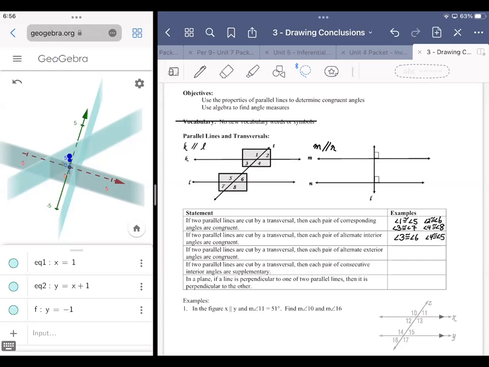So alternate exterior angles, we've got outside the lines, but on opposite sides of the transversal, those will be congruent also. So angle one would be congruent, poor quality congruent, to angle eight. Angle two would be congruent to angle seven. If two parallel lines are cut by a transversal, then each pair of consecutive interior angles would be supplementary, right? Supplementary angles add to 180 degrees. So supplements add to 180 degrees.